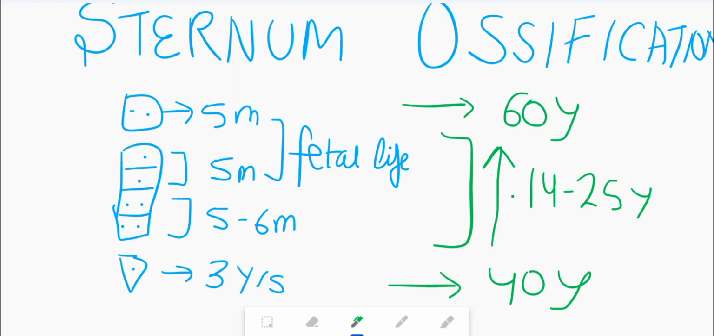So that is all about the ossification of the sternum. The manubrium appears at 5 months, and the first two body segments also appear at 5 months, in fetal life. Then the lower two body segments appear at 5 to 6 months, and the xiphoid process at 3 years. Then fusion is at 14 to 25 years, 40 years and 60 years.